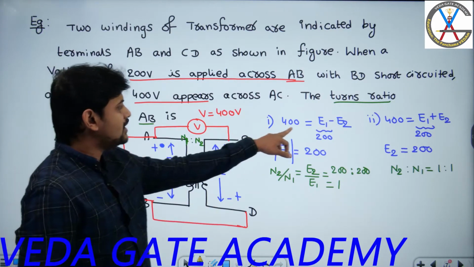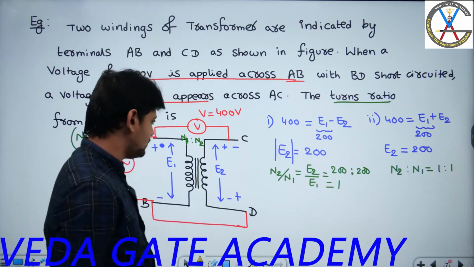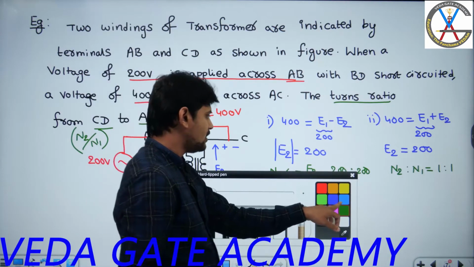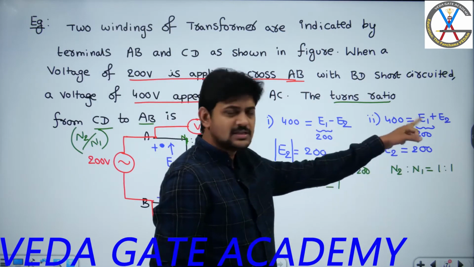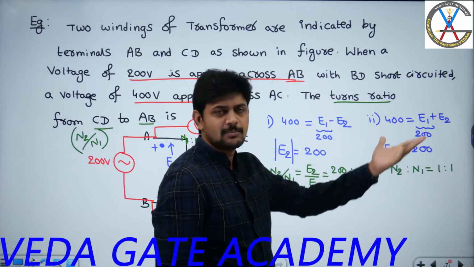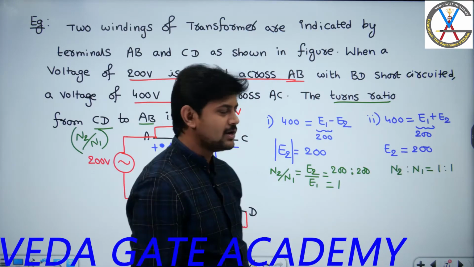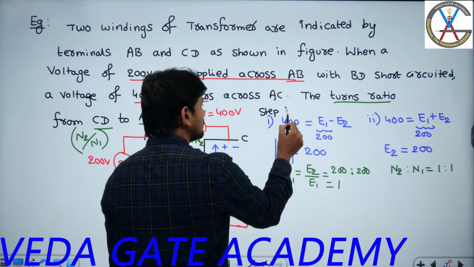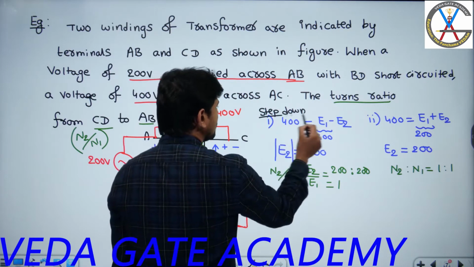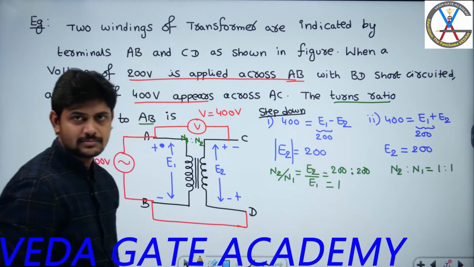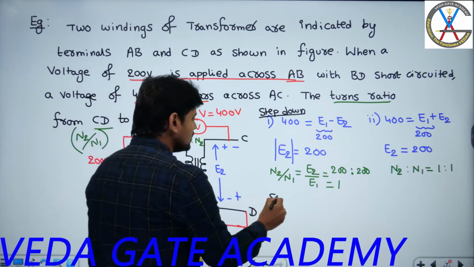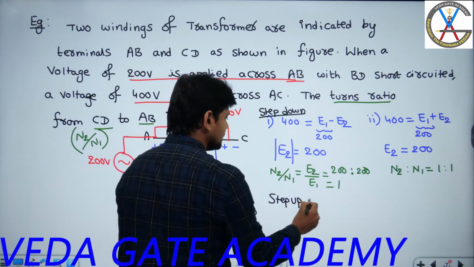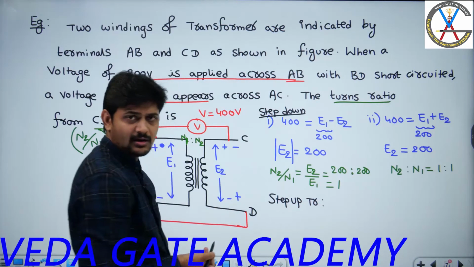Here I am assuming that this is a step down or step up transformer. If you see case 1, it may be step up or step down, both voltages are added, so we don't have any problem. But in this case, I am assuming a step down transformer. If I assume a step down transformer, then only can I do E1 minus E2. Suppose I assume my transformer is a step up transformer, both the possibilities are there, right?